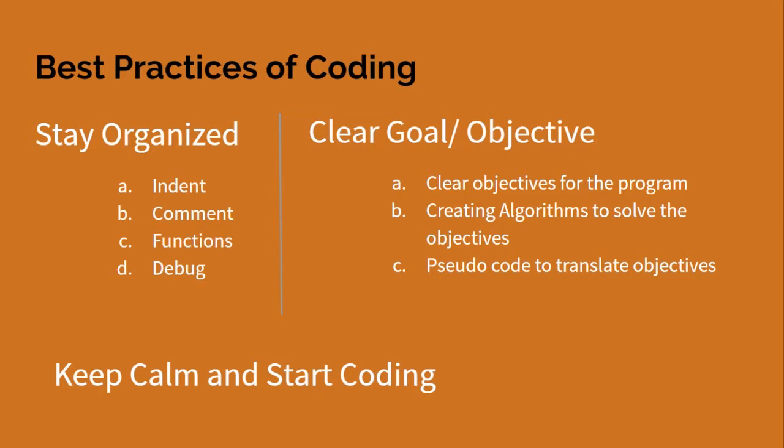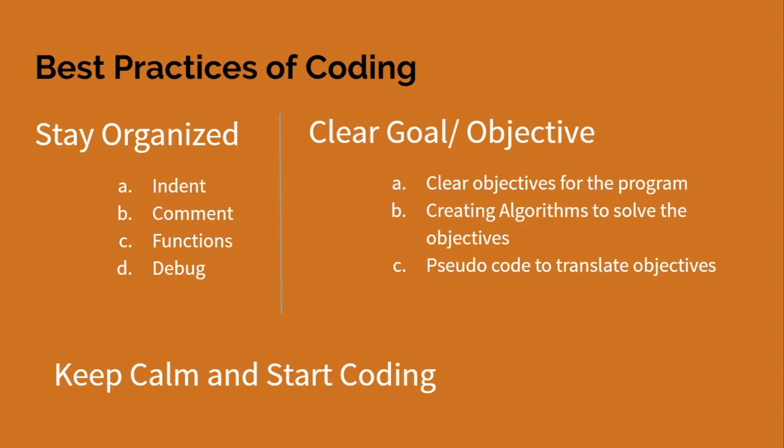Additionally, always have goals, objectives, and clear outlines. So have a clear objective for what your program is supposed to do. Create algorithms to solve these objectives. Write pseudocode to translate those objectives and algorithms into code. And then start coding. But at the end of the day, if you do all these steps, just keep calm and start coding.